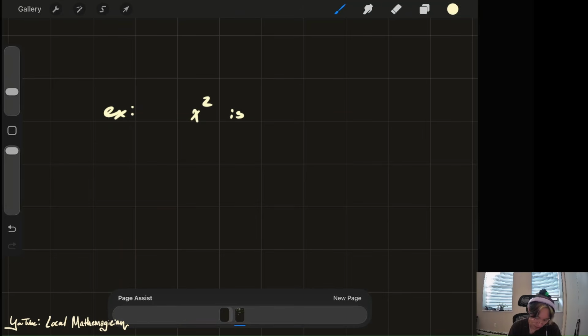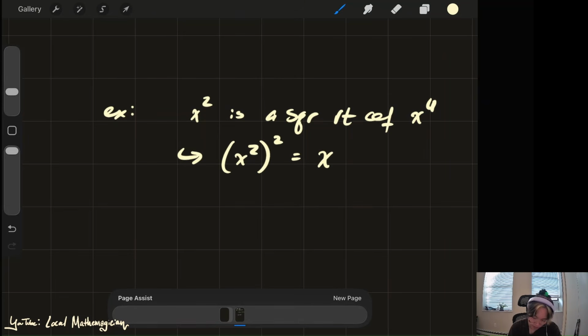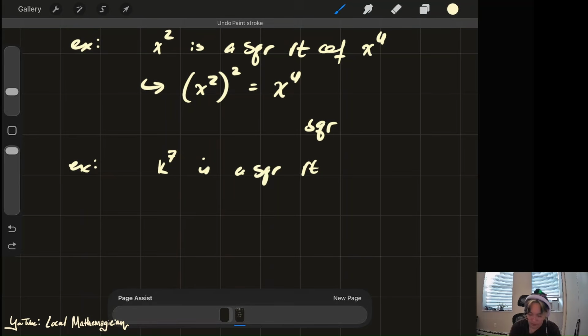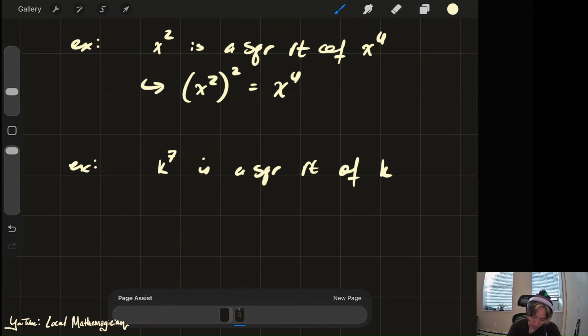X squared is a square root of x to the fourth, because x squared squared is equal to x to the fourth. Let's do another one. K to the seventh is a square root of k to the 14th, because k to the 7th squared is equal to k to the 14th. That's it.